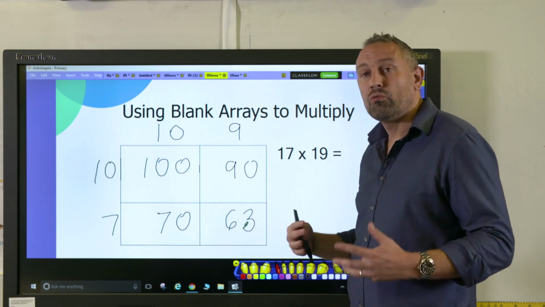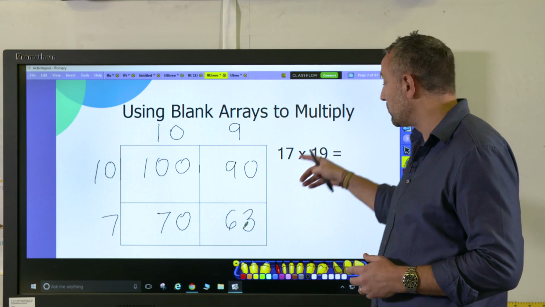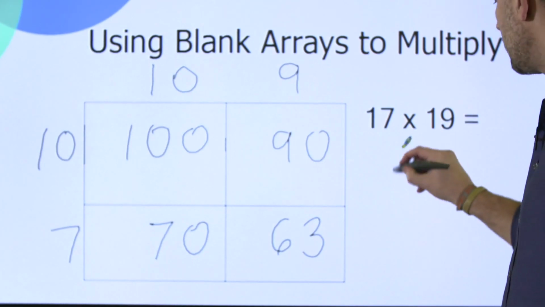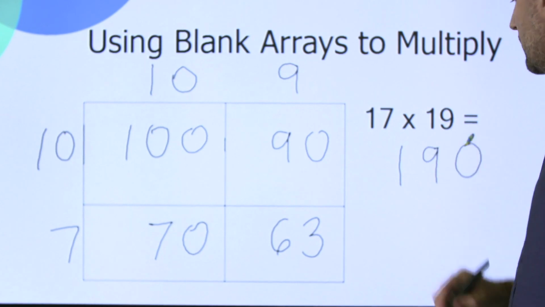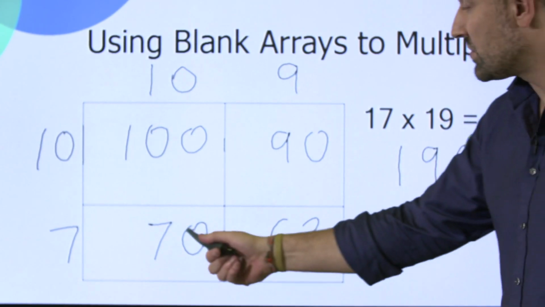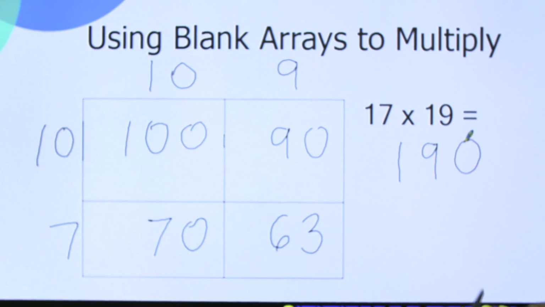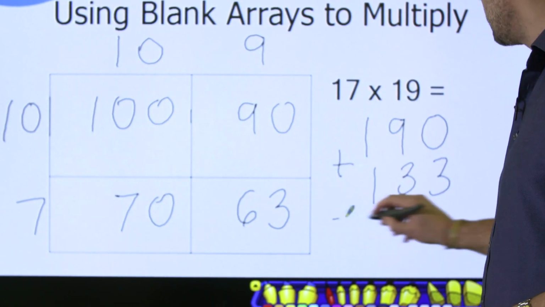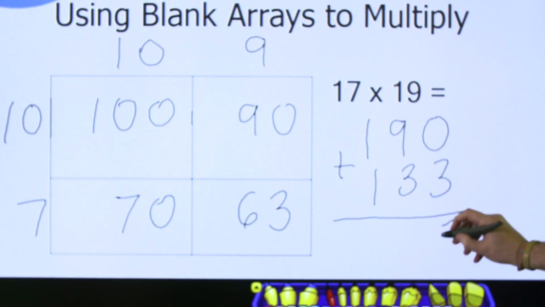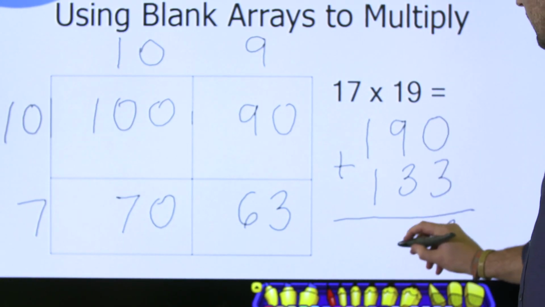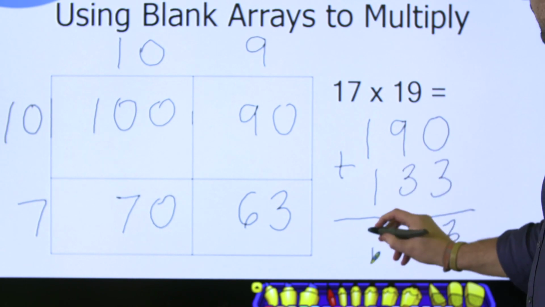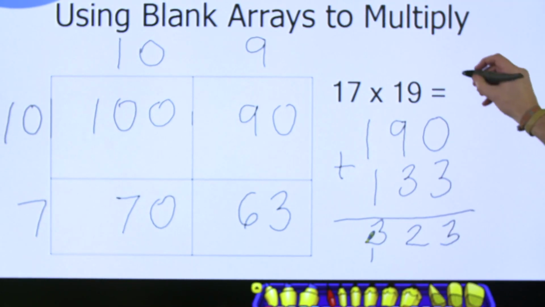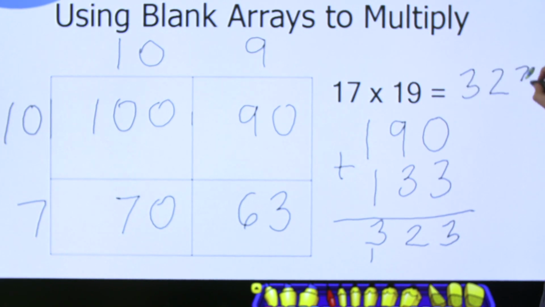So then we're going to recombine all of these answers together because we've partitioned them. So now we have 100 add 90, which is 190. And we have 70 add 63, which is 133. And we need to total these. So 3, 9 add 3 is 12, carry the 1, and now we have 3. So our answer to 17 times 19 is 323.